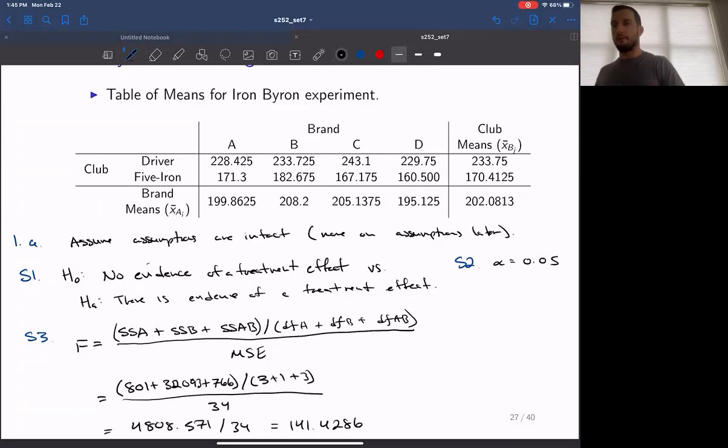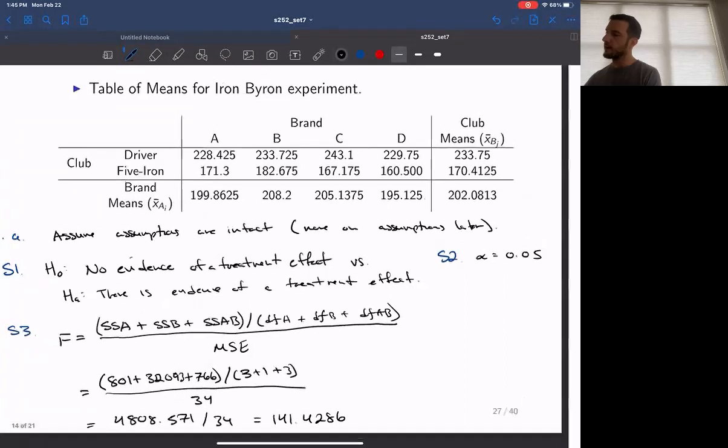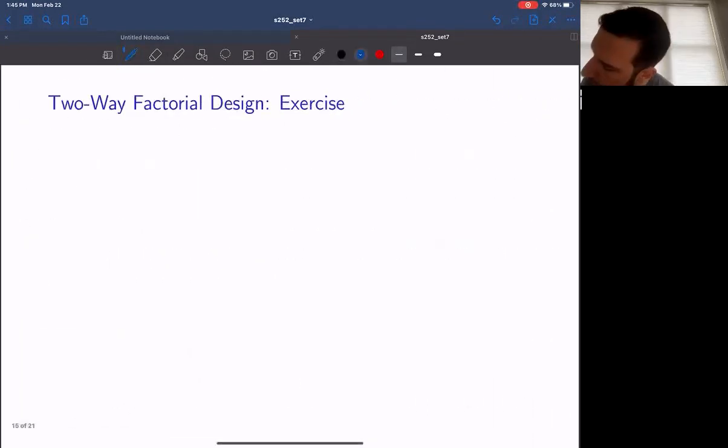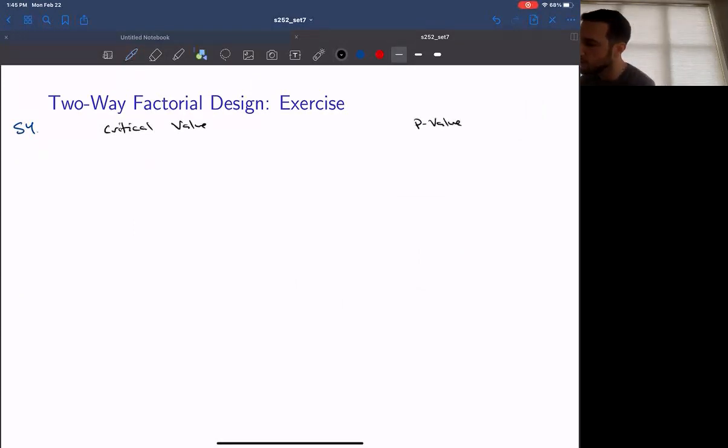Okay, so we can see that for the model utility test, we have a very large F value. So we would expect to be rejecting the null hypothesis in this case, because an F value of 141 is certainly going to return a p-value close to 0. But we can verify that in the usual way. So on step 4, we can take the critical value approach, or we can take the p-value approach.